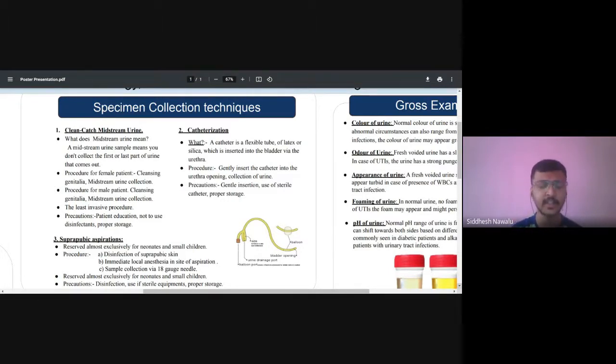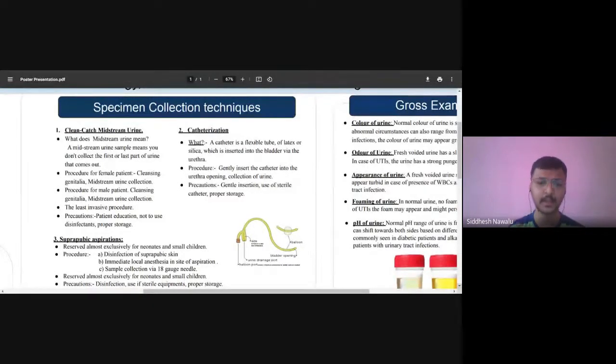Then the second technique is catheterization. A catheter is a flexible tube made of latex or silicone. It is inserted into the bladder via the urethra. The urine is then drained from the bladder to the collection bag, and the catheter has three openings. It has a bladder opening, the end which goes inside the urinary bladder.